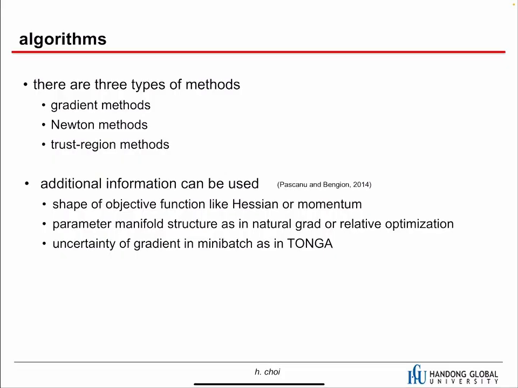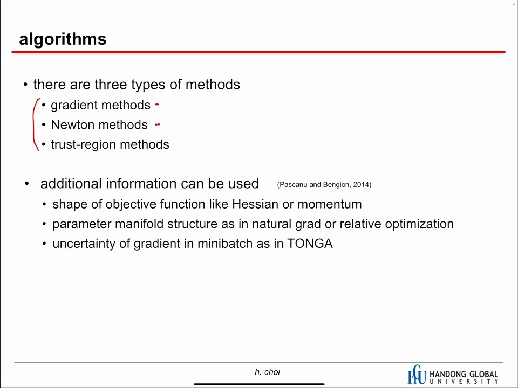Now we're going to talk about specific algorithms. As I said, there are three types of method. The first one is gradient, the second is Newton method, and the third one is trust-region method. The gradient method is based on the first order approximation, and Newton method is based on the second order approximation. And there are pros and cons in each method.